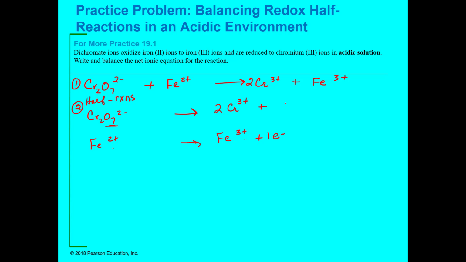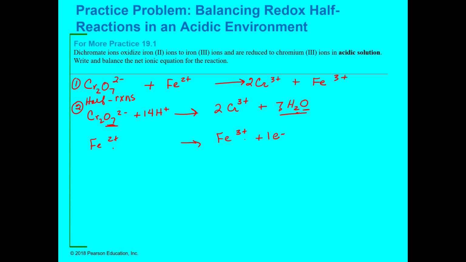7, right? So I've got to add 7 waters. And that gives me 7 oxygens and 7 oxygens. But now, since I had to add water, I have hydrogens. And so I'm going to have to balance the hydrogens I added by adding 14 hydrogens on the left side, because 7 times 2 is 14.